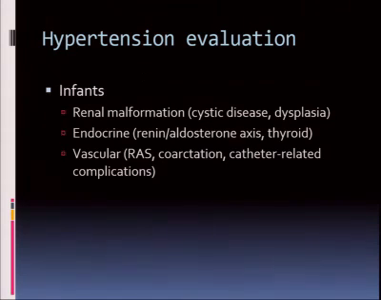As you can imagine, in infants, a lot of the differential is based on congenital malformations. So we may see different renal malformations, cystic disease; autosomal recessive polycystic kidney disease is a classic presentation for severe hypertension. Renal dysplasia, again congenital, may also be an etiology. You could see a variety of endocrinopathies, such as issues with renin or aldosterone. Hyperthyroidism could be a cause. And then vascular issues, again congenital anatomic variations with renal artery stenosis or coarctation.